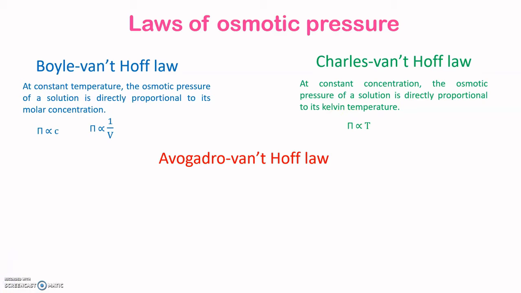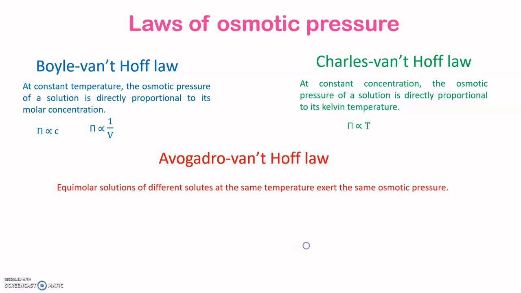The Avogadro-Van 't Hoff law states that equimolar solutions of different solutes at the same temperature exert the same osmotic pressure. That means different solutions of the same concentration will exert the same osmotic pressure. Such solutions which exert the same osmotic pressure are called isotonic solutions. So isotonic solutions are solutions of different solutes of the same concentration, and they exert the same osmotic pressure.